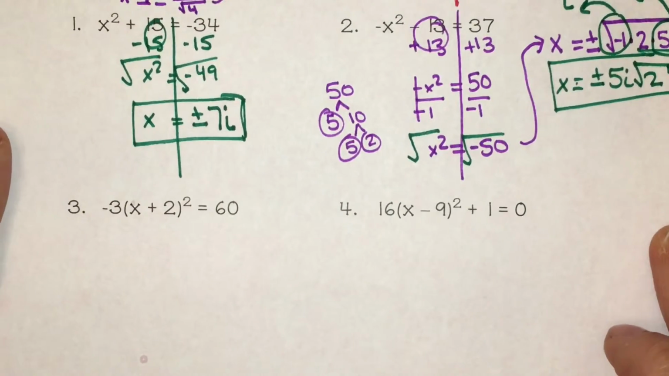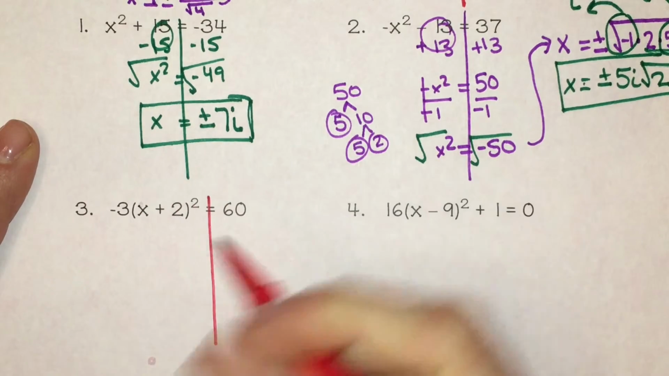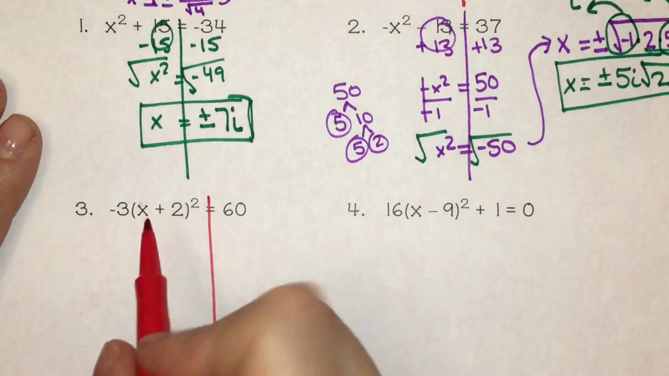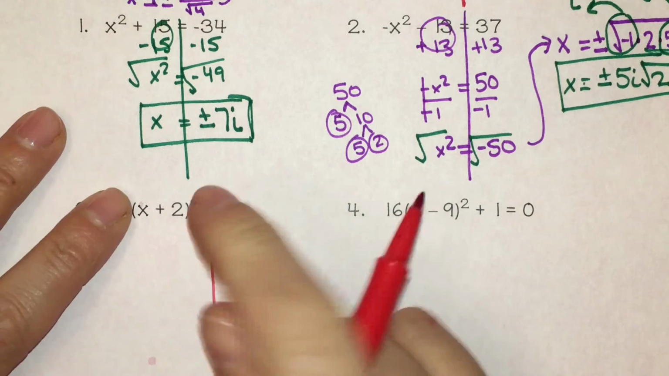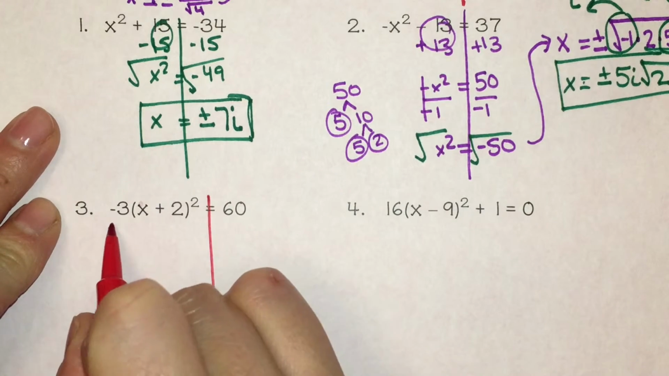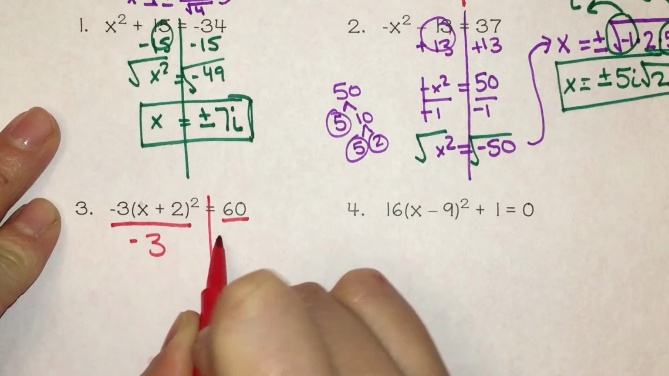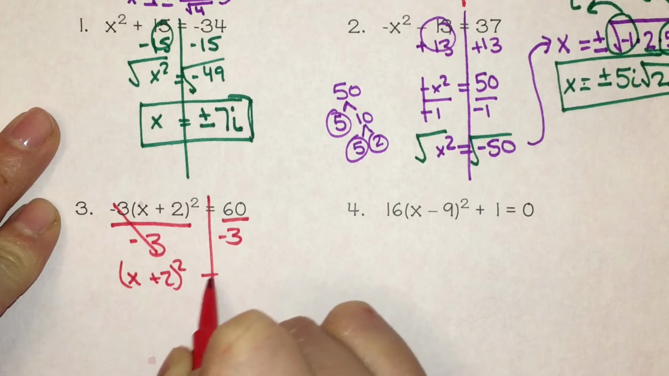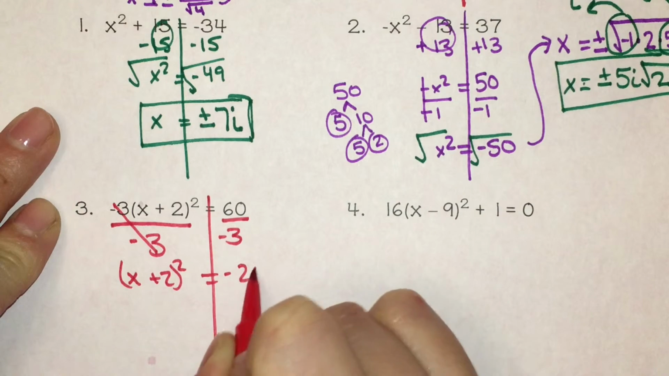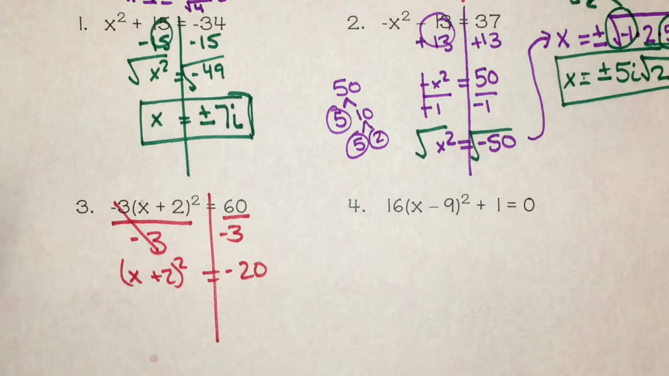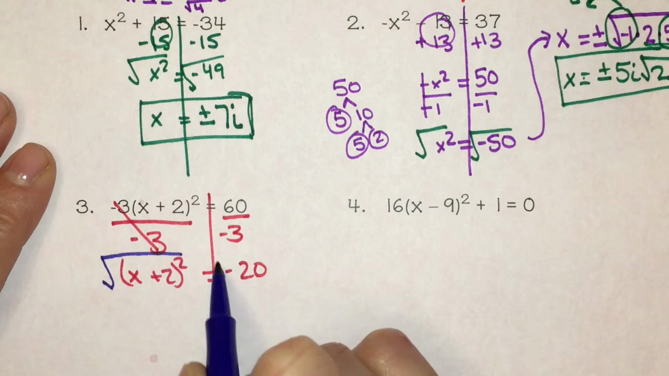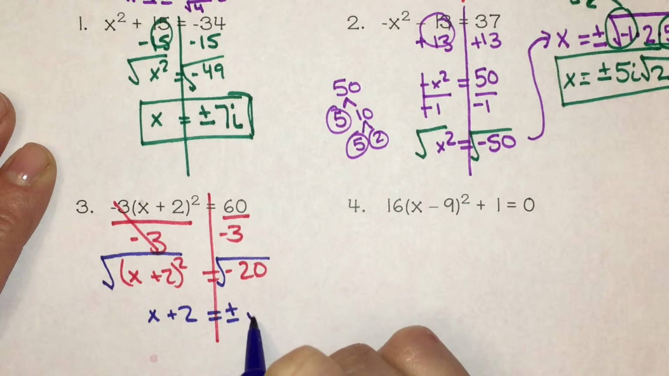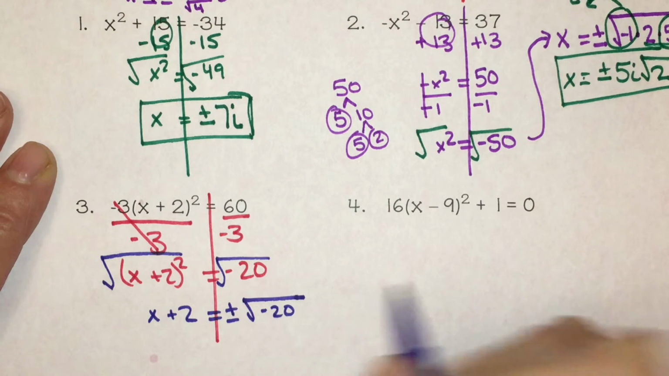All right, number 3. You have to get rid of this negative 3 that is multiplied by our (x plus 2) squared, because you have to get that squared part all by itself. I'm going to divide both sides by negative 3. So I have (x plus 2) squared equals negative 20. At this point, I'm going to take the square root of both sides. So I have x plus 2 is equal to plus or minus square root of negative 20.